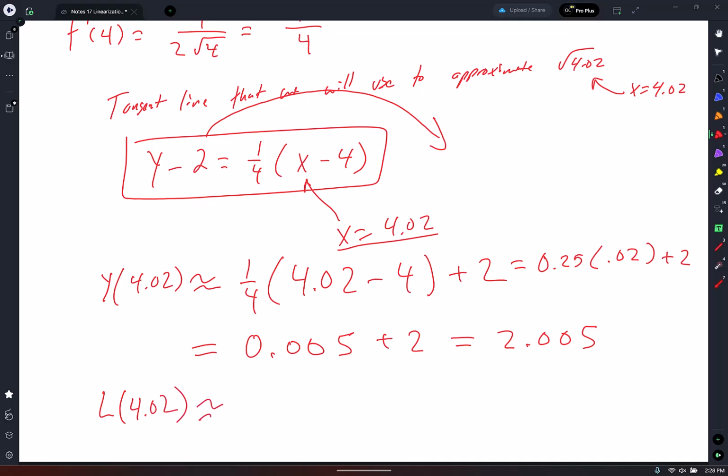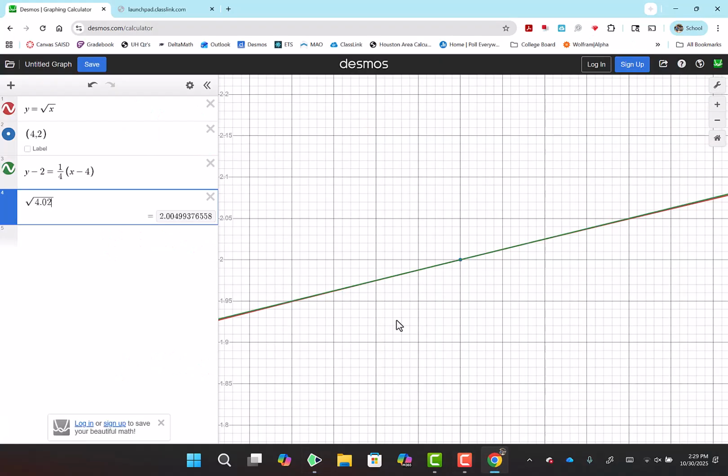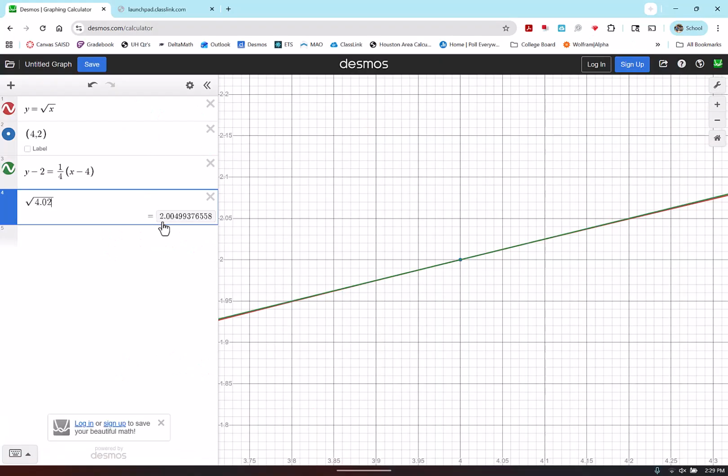This is approximately 2.005. What is approximately? The square root of 4.02 is approximately 2.005. How close was I to the real thing? Well, according to Desmos, I was pretty darn close. Look at that. Look how close we are.